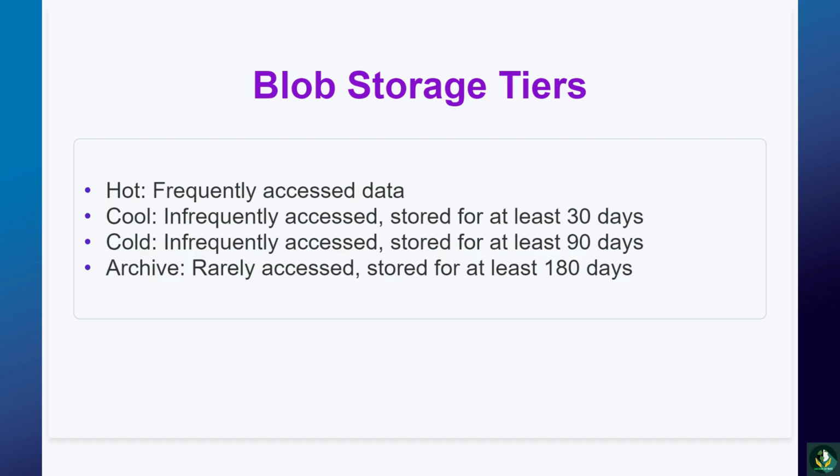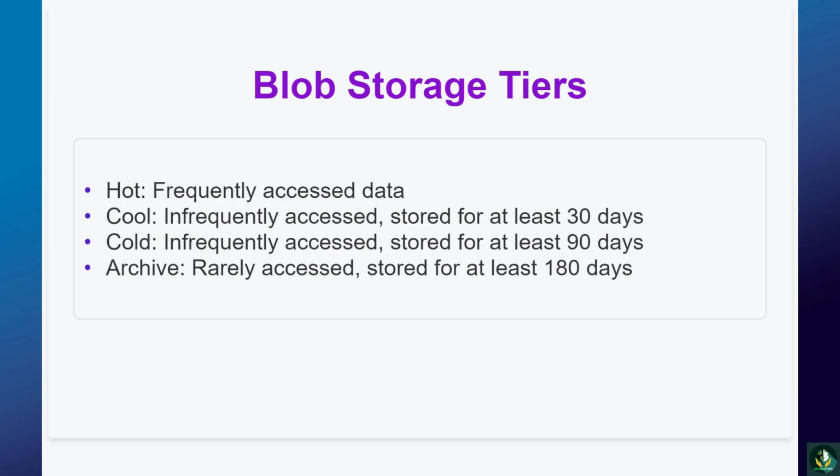The Hot Access tier is designed for data that sees frequent access. This tier is ideal for scenarios where data is actively used and modified regularly. For instance, if you're running a content-heavy website, the images and other media files that are constantly being served to users would be perfect candidates for the Hot tier.